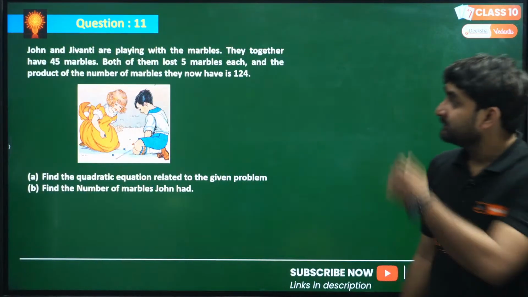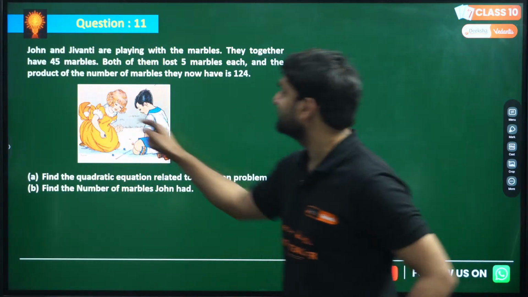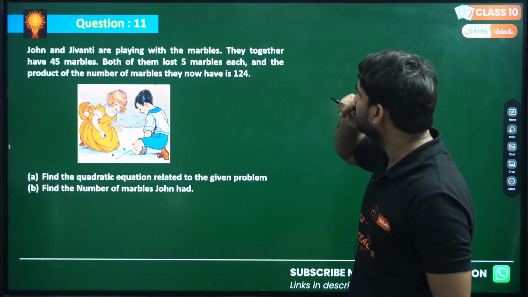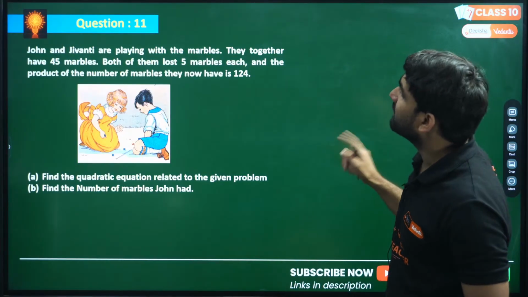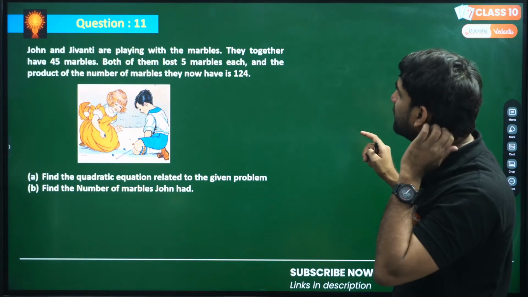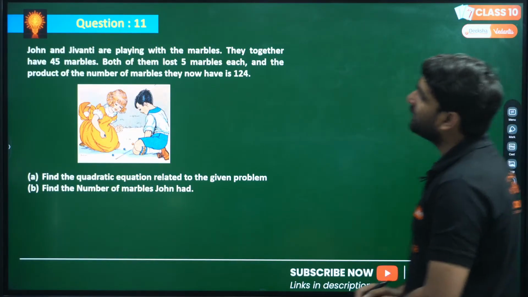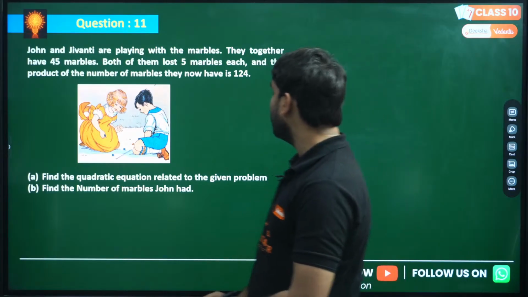Question number 11. Now try this question, guys. Look at the question. There are a brother and sister, John and Jivanti. John and Jivanti are playing with marbles. Very good. They together have 45 marbles. Both of them lost 5 marbles each, and the product of the number of marbles they now have is 124.